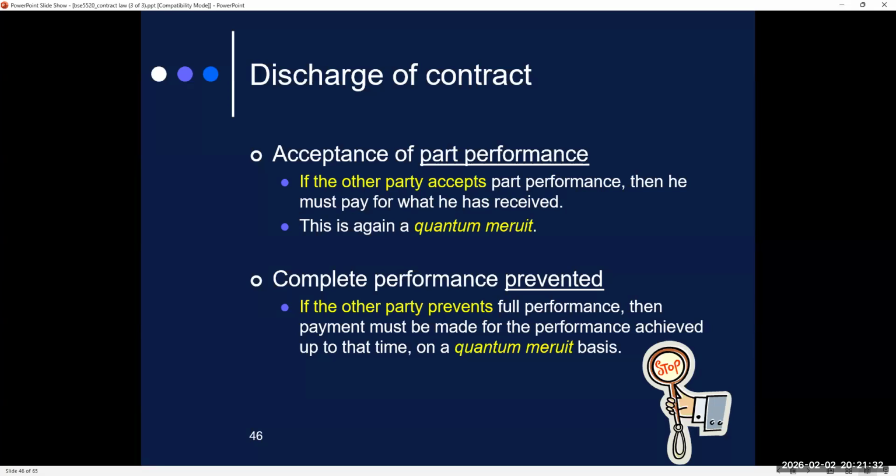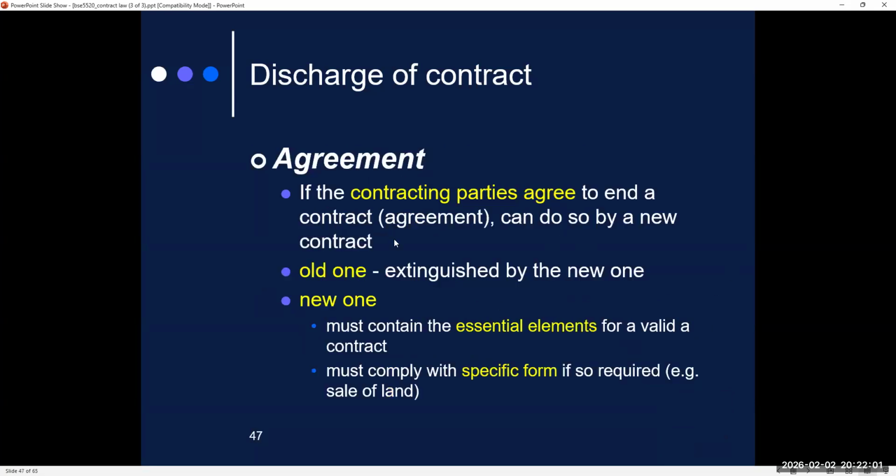It may not be the wish of the cleaner. So that could also bring the contract to an end. But the owner has to pay the cleaner for the part completed, half. Understand? That could happen in reality. Again, payment should be made on a quantum meruit basis.